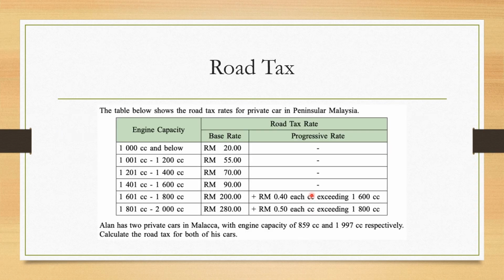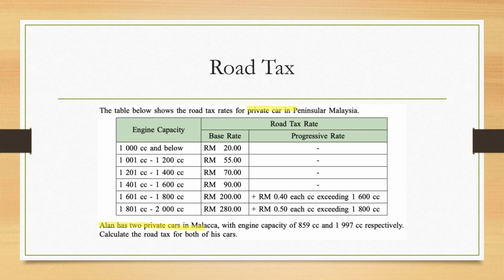Here we have a question of road tax for the private car. Again, this is a private car. In certain scenarios, some questions will give you road tax for a car as well as a motorcycle. In those scenarios where the question gives you two vehicles, they'll give you the tax rate for both the car as well as the motorcycle. For this question, it's only the car.